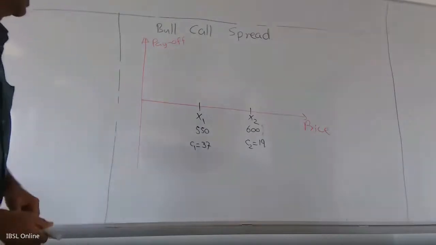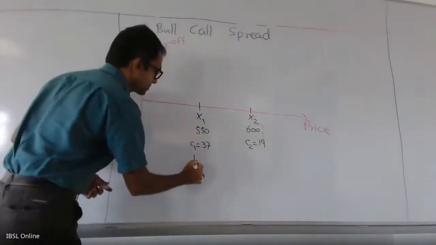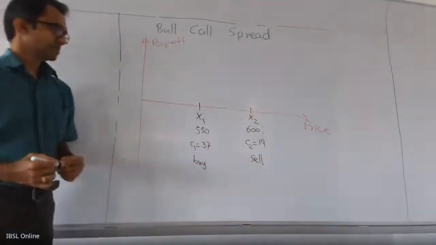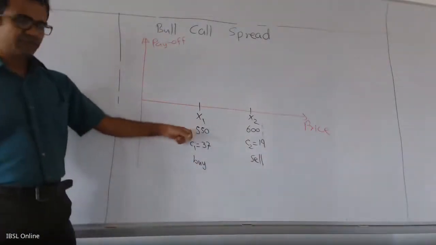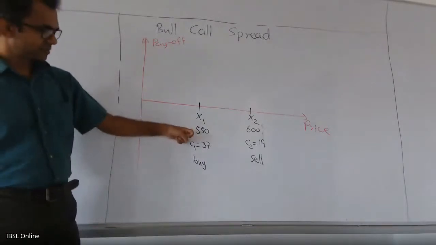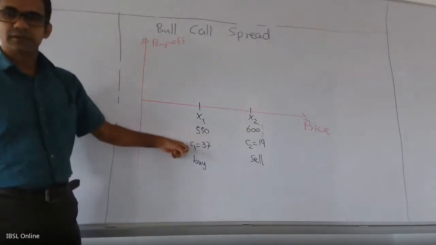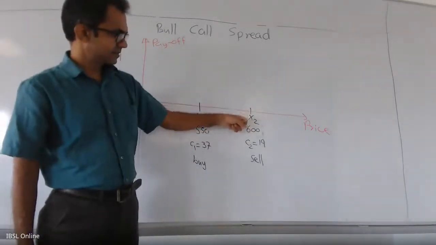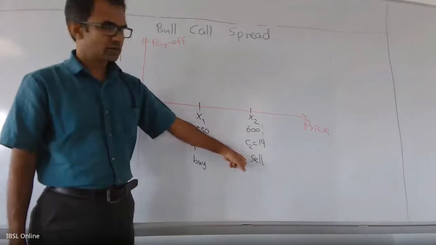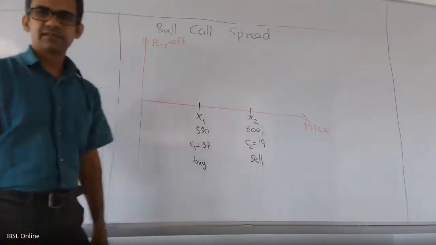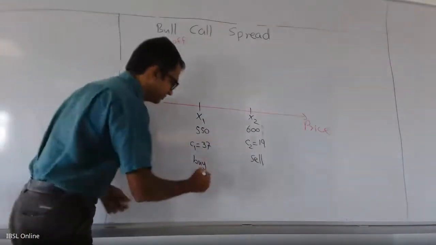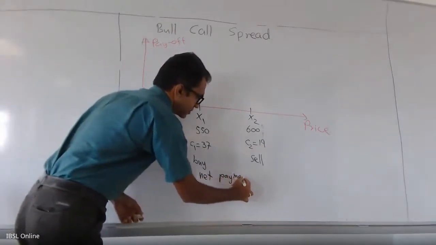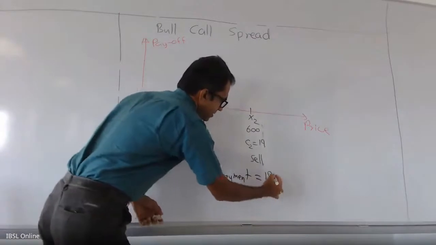Okay, this is the summary. At strike 550, the investor bought a call option, paying 37. At strike 600, the investor sold a call option, receiving 90. So the net payment is 80.